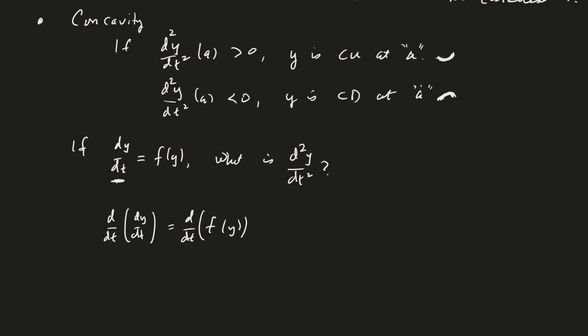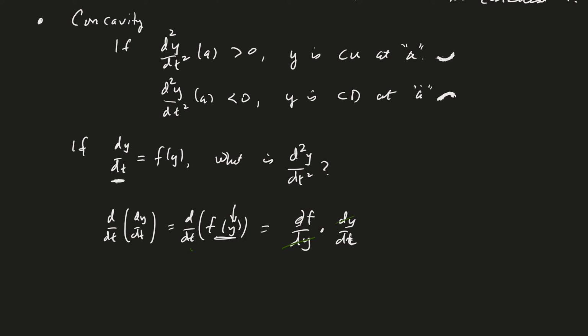And why is this tricky? Because this doesn't depend on t, except through y, right? And so we actually have to use the chain rule here. This is going to be df over dy, because f depends on y, times dy over dt. And you'll notice that if you were to cancel these, then you would have df over dt, which is what we wanted.